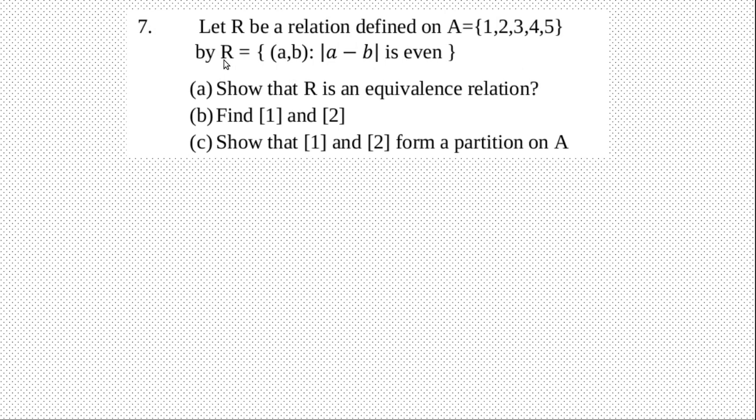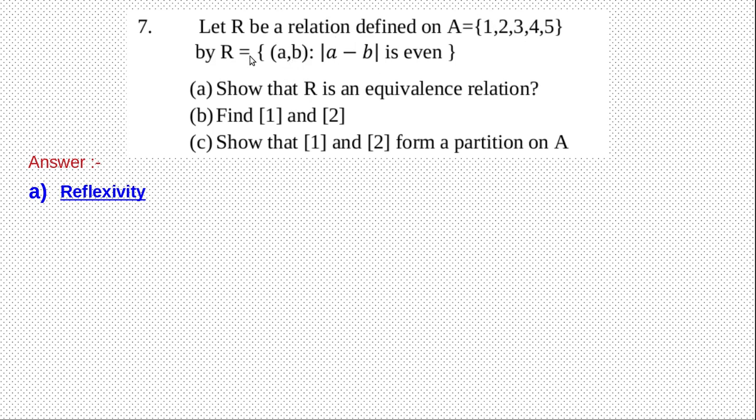For (a, b) to be a member of this relation, the difference between a and b must be even. That is the condition. We want to show this relation is an equivalence relation. For that, first, we want to show that the relation is reflexive. When we say that a relation is reflexive, the relation must contain (a, a) for every a in capital A. That is (1,1), (2,2), (3,3), (4,4) and (5,5) belong to this relation. In general, (a, a) belongs to R for every a in this set.